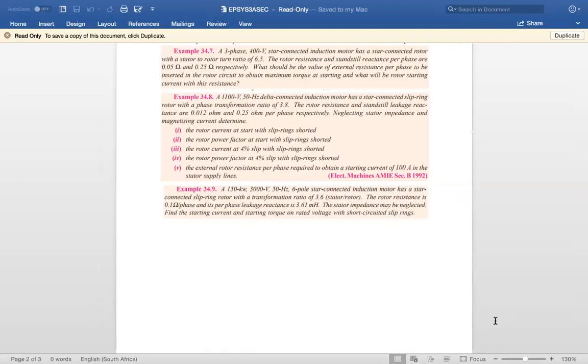A 3-phase 400 volt star-connected induction motor has a star-connected rotor with a stator to rotor turns ratio of 6.5. The rotor resistance and standstill reactance per phase are 0.05 and 0.25 ohms respectively. What should the value be of the external resistance per phase to be inserted in the rotor circuit to obtain maximum torque at starting? And what will the starting current be?